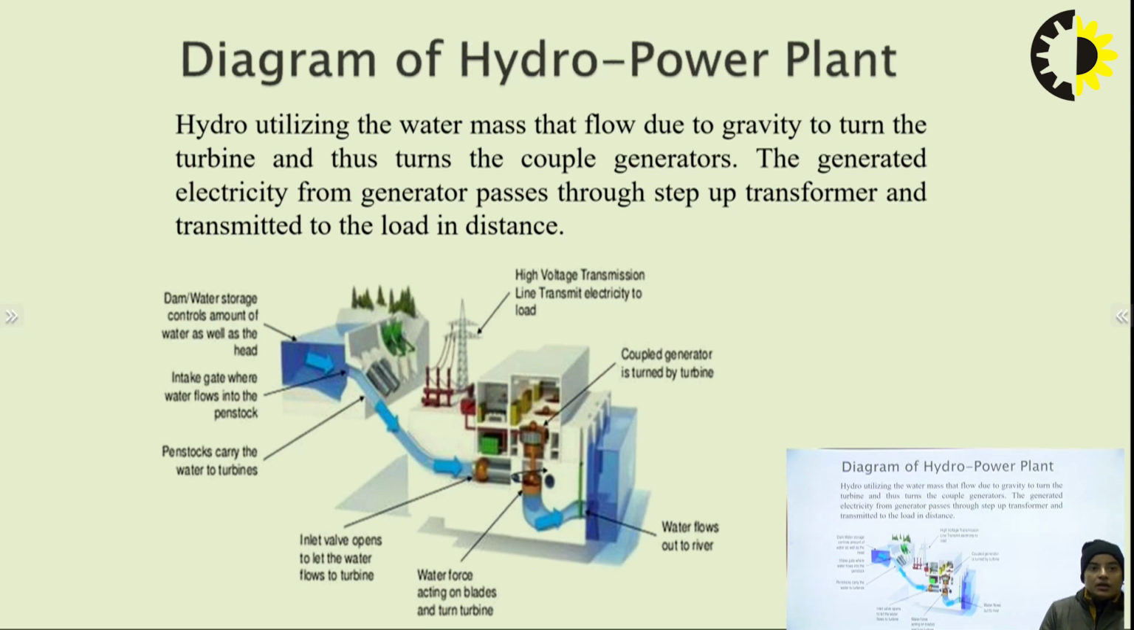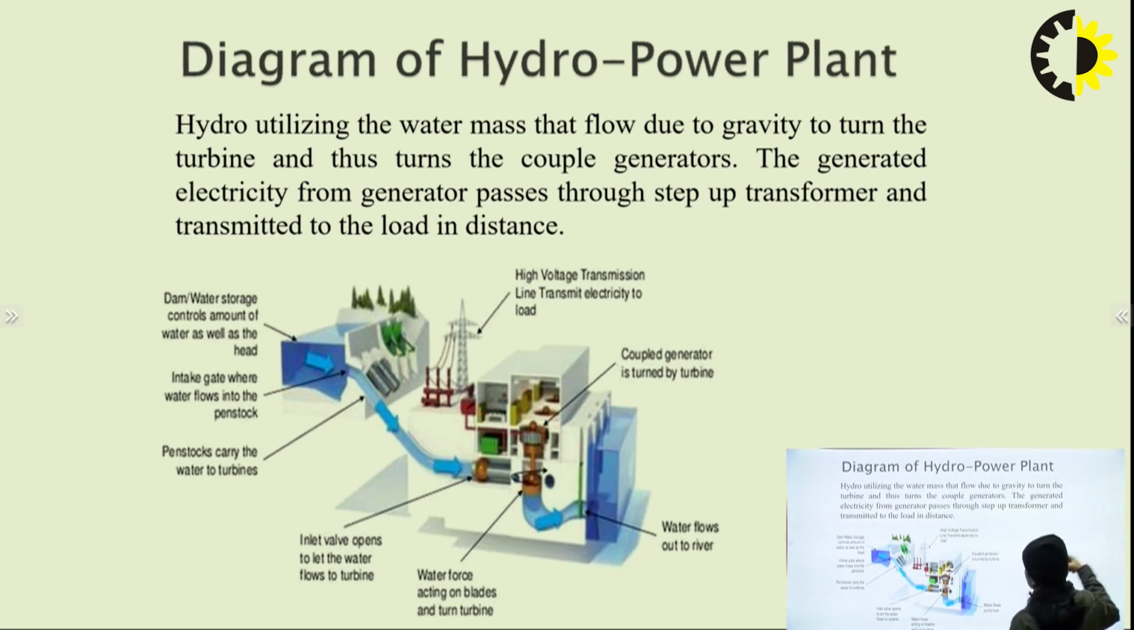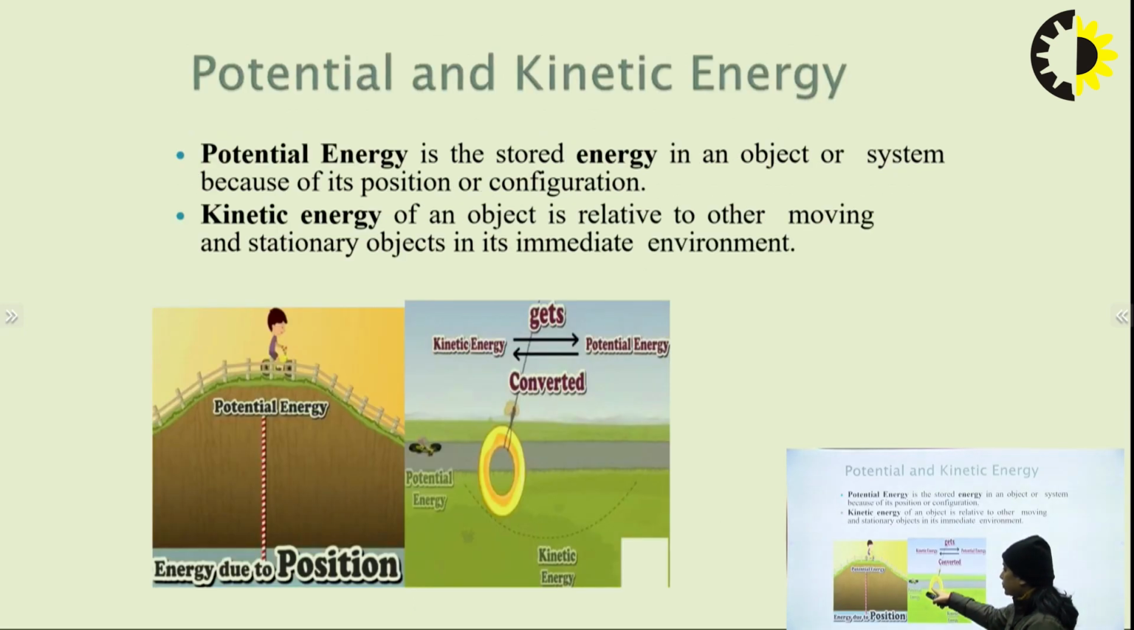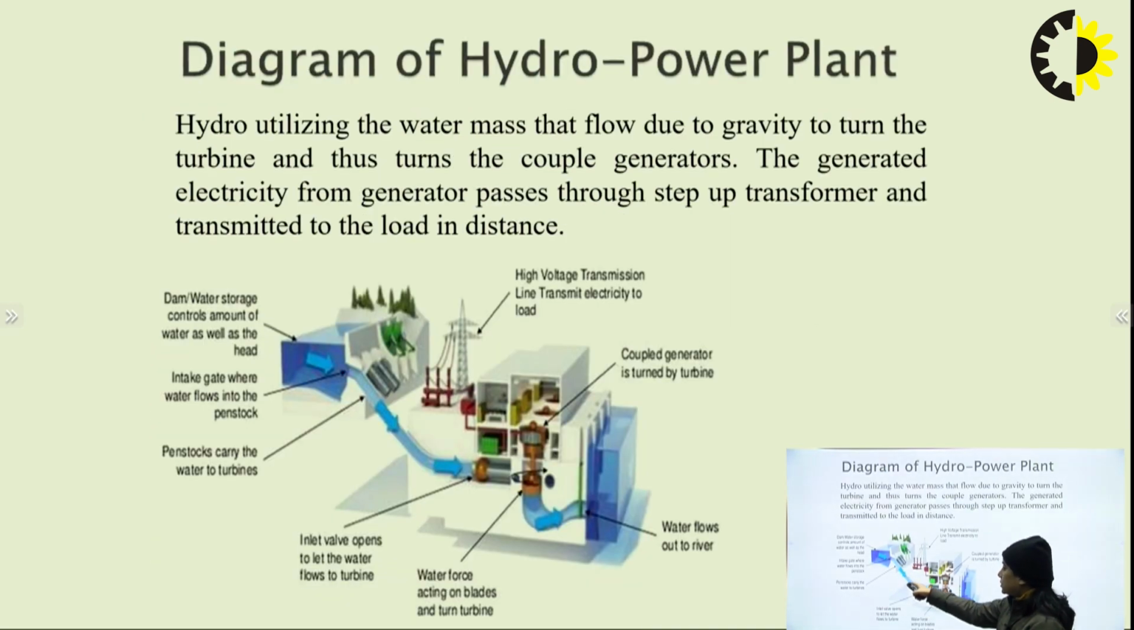The electricity generated in the generator will pass through the transformer, and it can be transmitted over long distances. In this schematic diagram, as we can see, this is the dam. Here we store the water, and we can control the amount of water. In this dam itself there is an intake gate, where water flows into this structure, which is the penstock. This is the penstock, this pipeline.